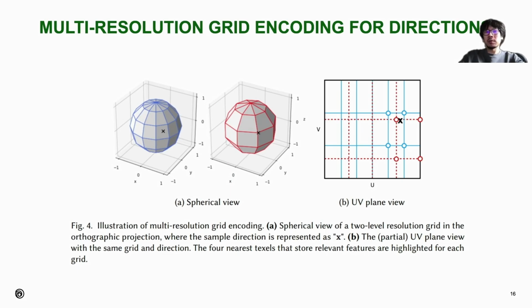The idea of multi-resolution grid encoding is to use multiple 2D grids at different sizes as an accelerated data structure. We first map the depth data on the spherical surface to the UV plane, then use nearest neighbor indexing to find the corresponding features on the grid. In the figure, we illustrate a two-level resolution grid from a spherical view and a UV plane view. The feature of a given direction is interpolated from the features stored in the 4 nearest pixels.